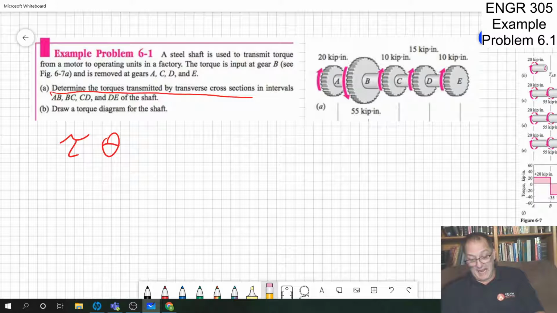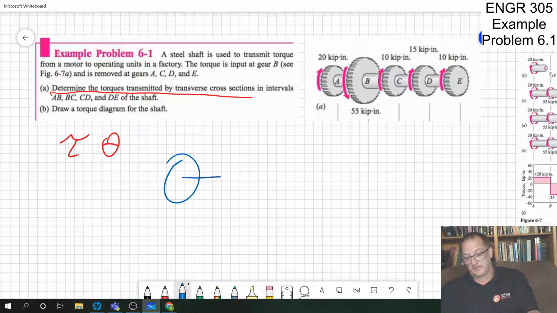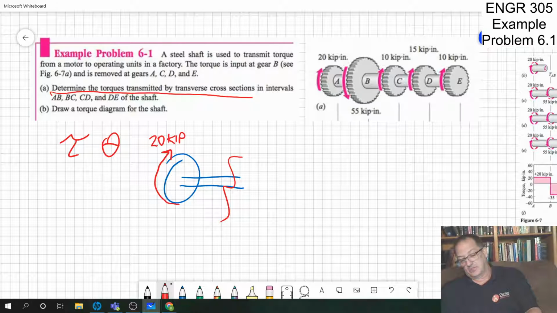So I think the easiest way to do that is if we would draw, here's this first gear and this shaft, and then we say, I'm going to cut it right there. The only thing I have acting is this 20 kip. Right? That's it. So the torque at that plane is in kip inches. Now I've got 20,000 inch-pounds is the torque acting at that plane.